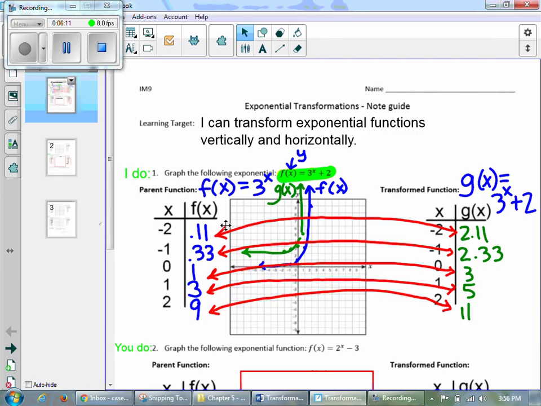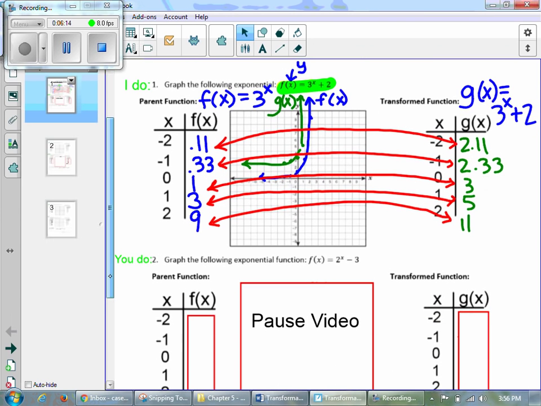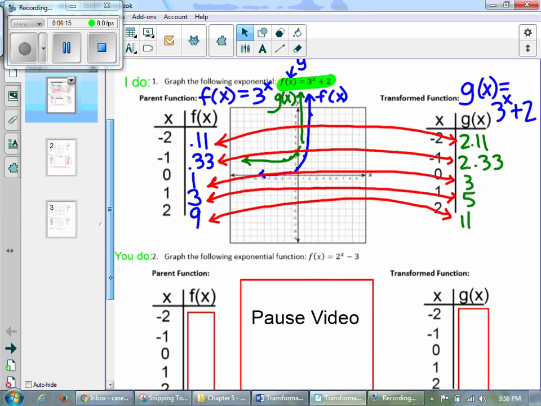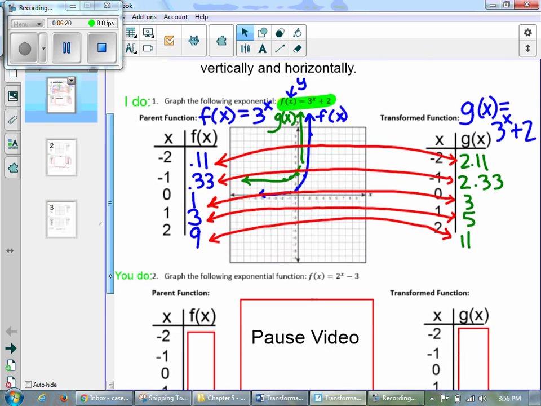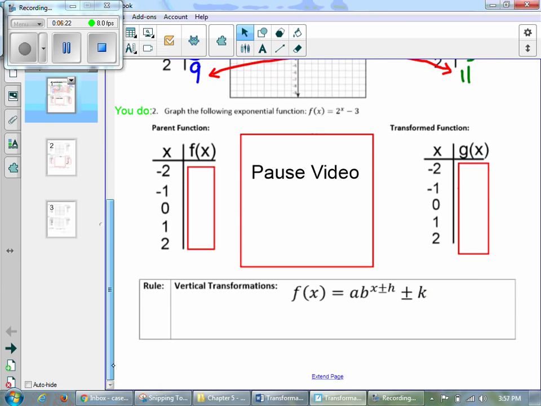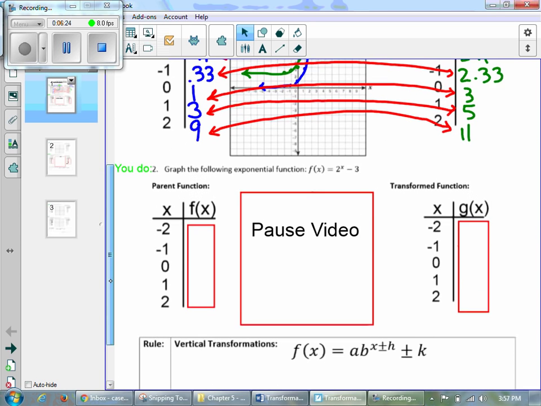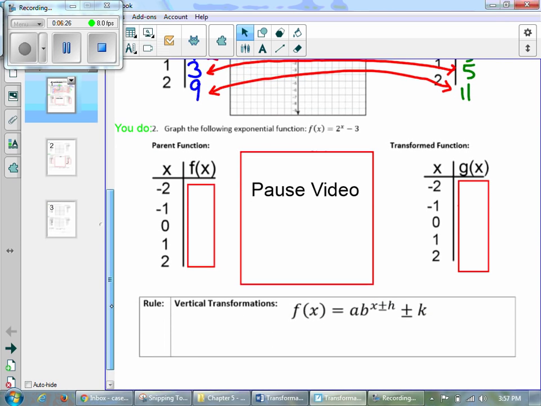Why don't you try the next graph on your own and see what you come up with. Once you have finished graphing, we will compare the two graphs and come up with a rule about transformations. I'm going to pause the video and let you make your own graph. And then I will go over what the solutions and what the graph should look like.